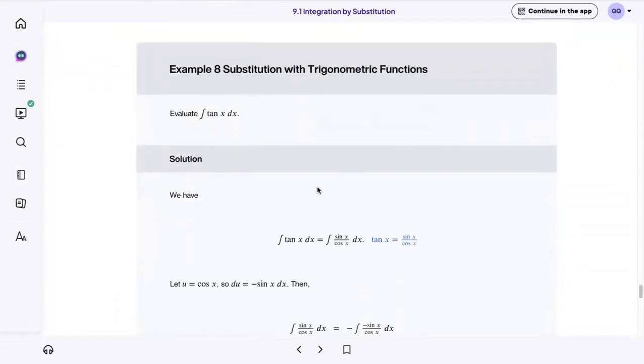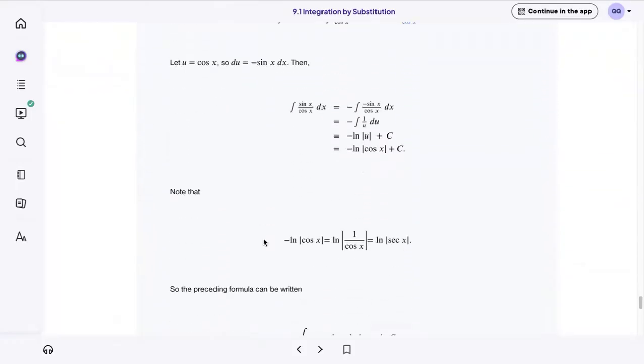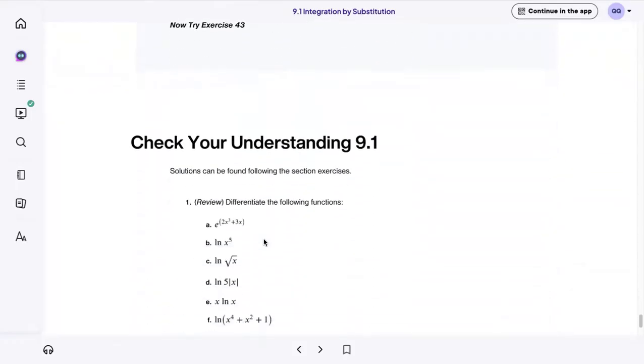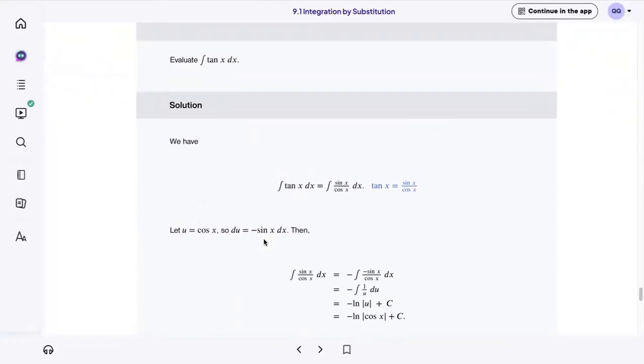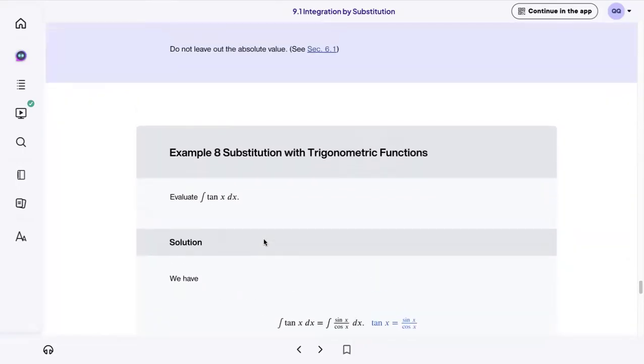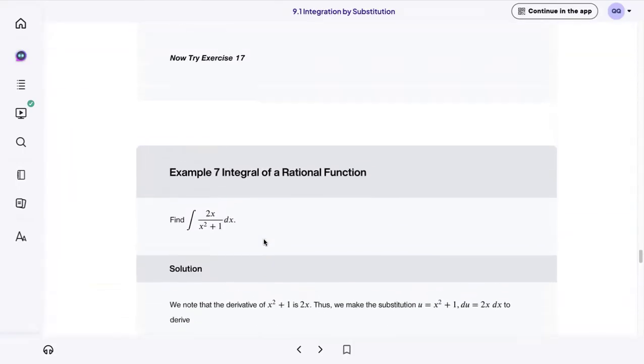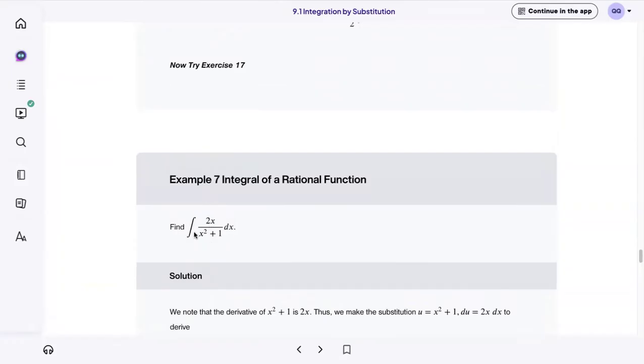For trigonometry, we're going to skip the trigonometry ones. All right, that's the last bit of material talking about u substitution, one of the integration techniques, used for complicated integrals.